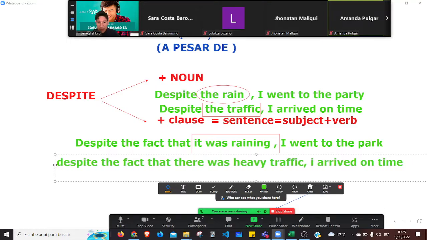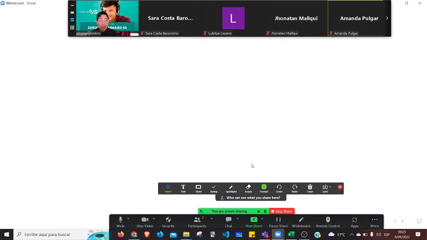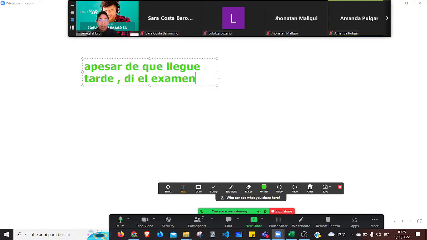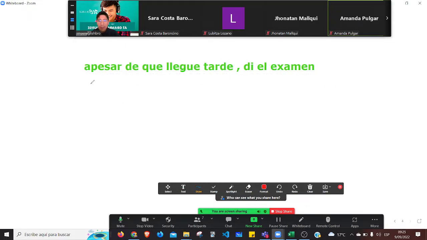Por ejemplo, vamos a hacer unos ejemplitos ahorita. Yo quiero decir, yo llegué tarde. No, a pesar de que llegué tarde, di el examen. Ahora, yo digo a pesar. ¿Cómo se dice a pesar en inglés? ¿Se acuerdan? A pesar de. Despite. Muy bien. Despite. Ahora me fijo. A pesar de que llegué tarde. ¿Quién llegó tarde? Yo, ¿sí o no? A pesar de que yo llegué tarde. ¿Esto qué cosa es? ¿Un sustantivo o una oración? Una clause.